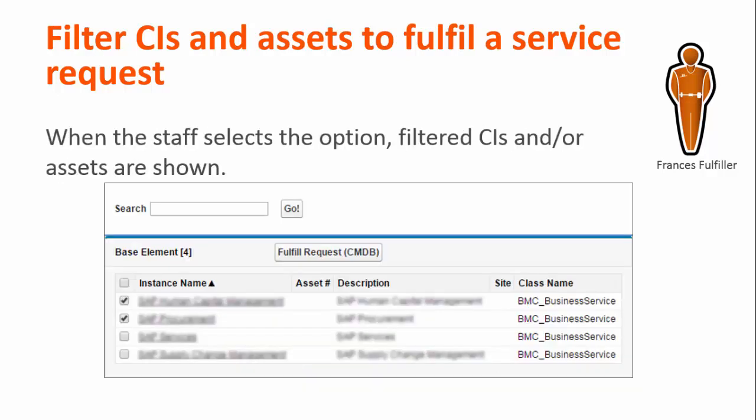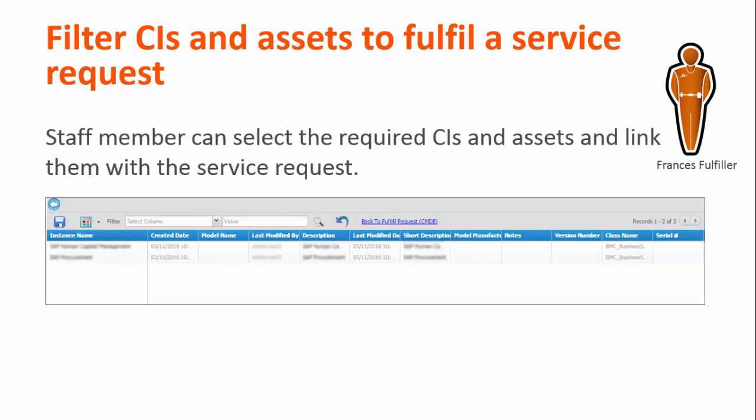When the staff member selects the Fulfill Request CMDB option, a list of filtered and applicable CIs or assets is displayed. Staff members can link the required CIs and assets with the service request. The selected CIs and assets are shown with the service request in the linked configuration items and assets related list.